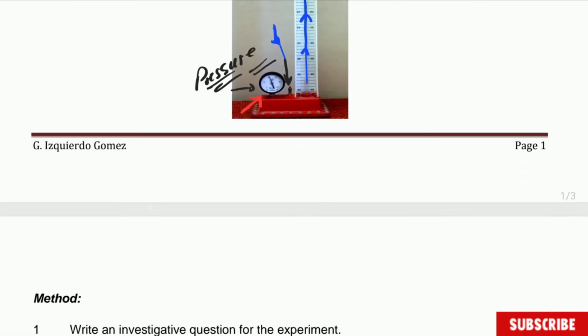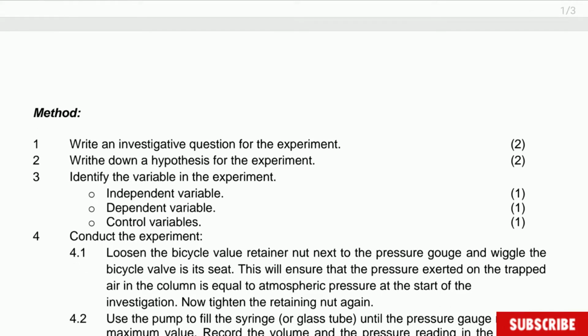Okay, so now what is the problem here? We have to answer certain questions. Sometimes it depends on the experiment. The experiment says write an investigative question for this experiment. Guys, what we are going to investigate is Boyle's law, and Boyle's law shows the relationship between volume and pressure. So that is the investigative question.